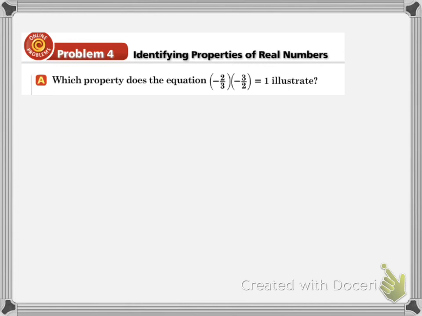So in problem number 4, they're asking which property does the equation -2 over 3 times -3 over 2 equals 1 illustrate. I see that I'm taking this real number and I'm multiplying it by its reciprocal to give me 1. So therefore, I can determine that we are using the inverse property, specifically the inverse property of multiplication.